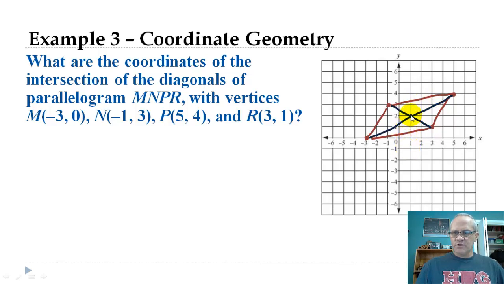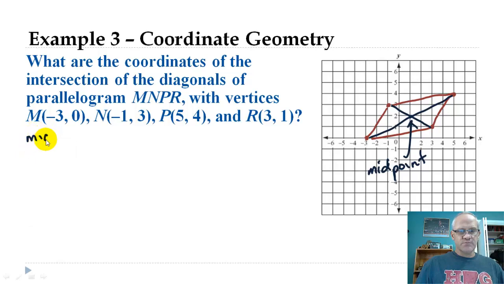Well, if you recall, these two diagonals bisect each other. So the place where they cross is the midpoint of each of those lines. So this is the midpoint of both of those lines. If I can find the midpoint of these two lines, that's where that spot is going to be that they cross. Fortunately, we have done the midpoint formula before. We have a formula for that, right?